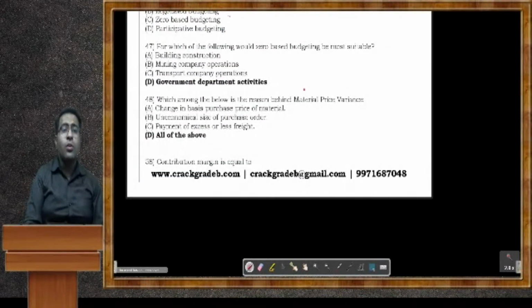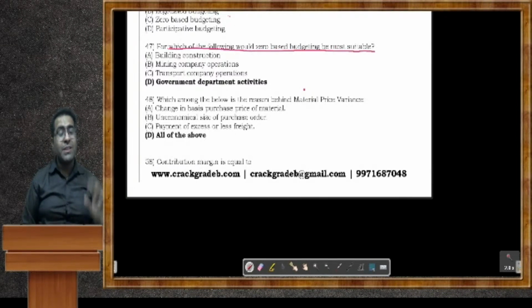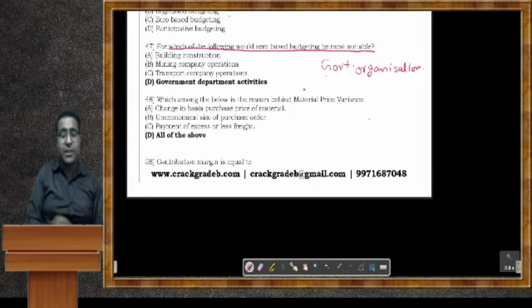Next, for which of the following would zero based budgeting be the most suitable? Zero based budgeting is mainly, most importantly, always suitable for government organizations. Government organizations always follow zero based budgeting. Okay, moving to the next question.